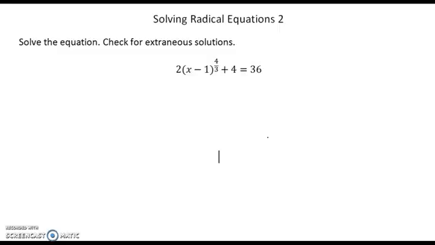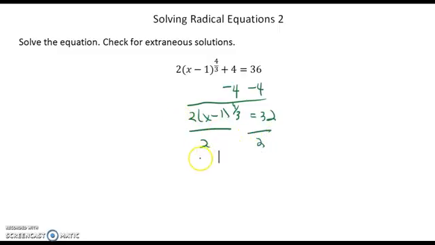So for this one, we have the equation 2 times the quantity x minus 1 to the 4/3 power plus 4 equals 36. So the technique is to look at radical stuff on one side, and non-radical stuff on the other side. So the first thing I'm going to do is subtract 4. So we get 2 times (x minus 1) to the 4/3 power equals 32. And then I'm going to divide by 2, so I get (x minus 1) to the 4/3 power equals 16.